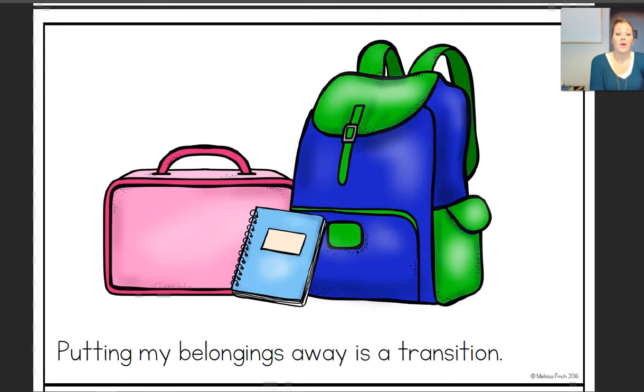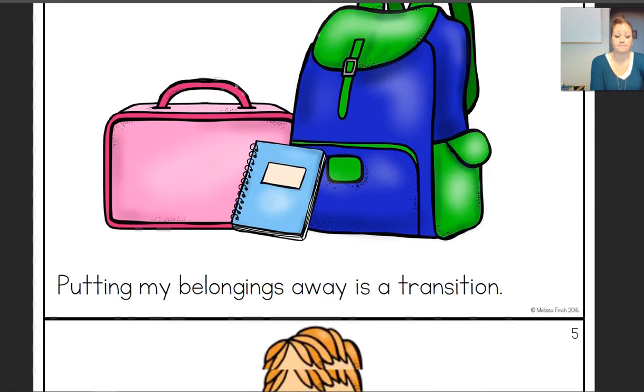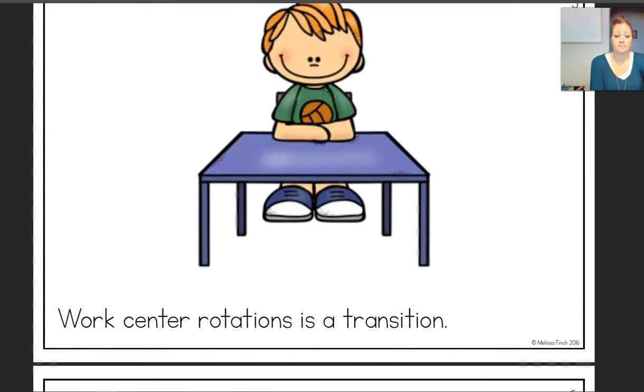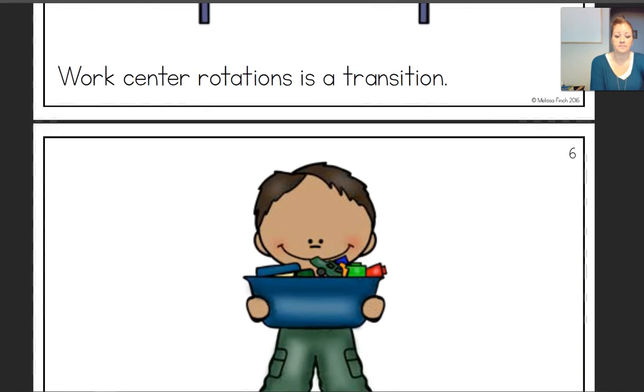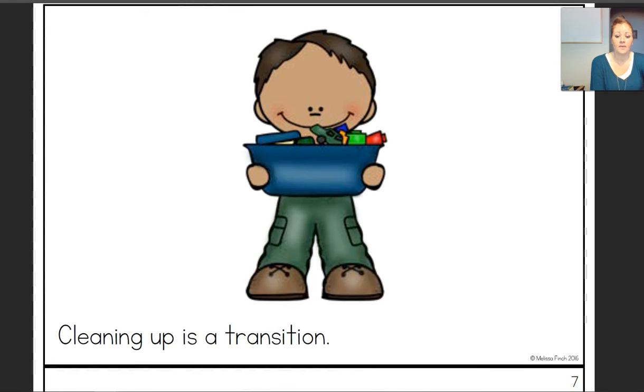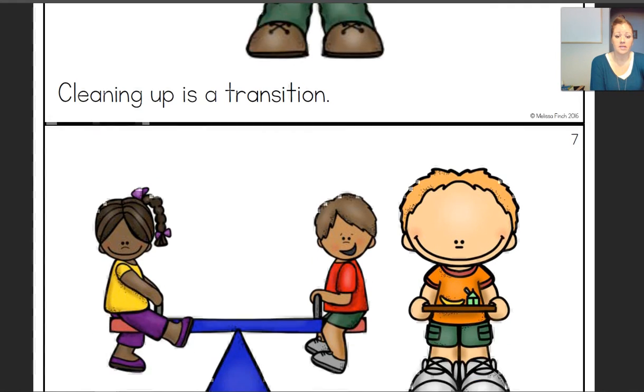Putting my belongings away is a transition. So in between assignments, putting your resources away. Work center rotations is a transition. When you move from one activity to another, it's a transition. Cleaning up is a transition. We got to clean up our stuff when we're done with them, right? Everybody does their part.